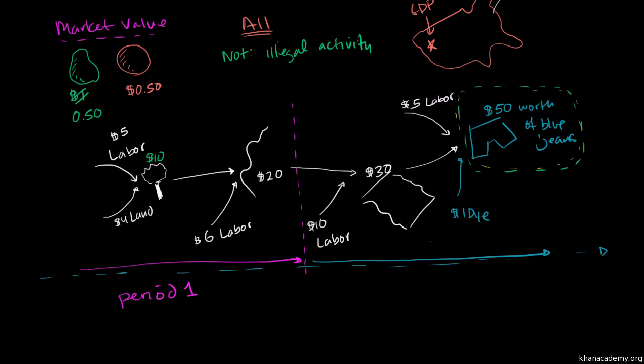So in period 1, we get to the point that we have a market value, $20 worth of thread, and then in period 2, we get all the way to the jeans. So this is period 2 over here. So this might be 1 year, and then this might be the year after that.